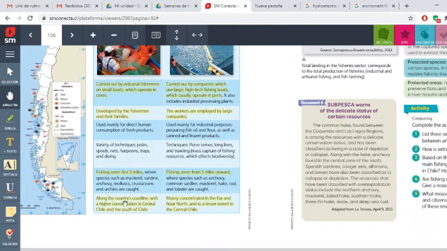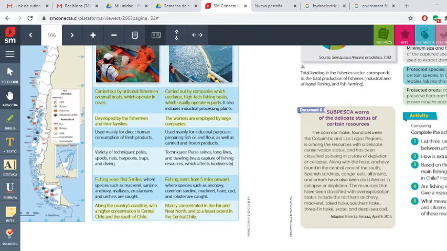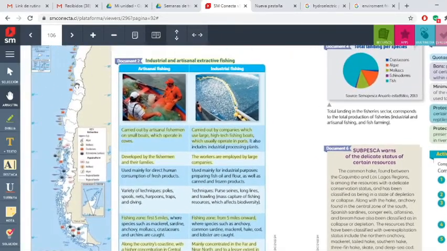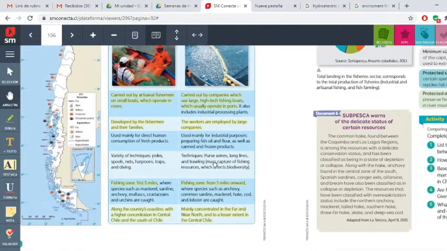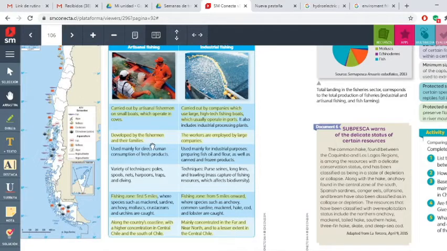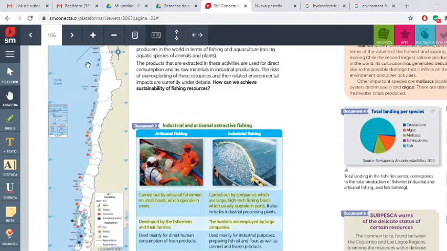And finally, along the country's coastline, there is a difference in which places they fish, because the artisanal fishing is concentrated into the central and the south zone, and industrial fishing is usually concentrated in the far and in the near north, over here.